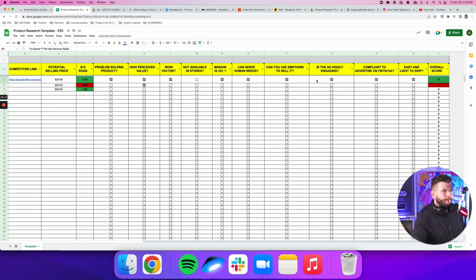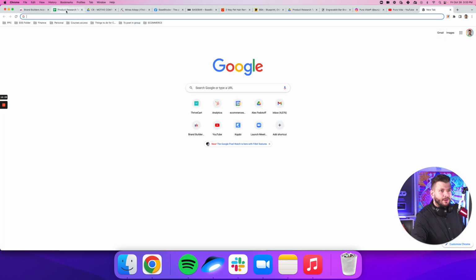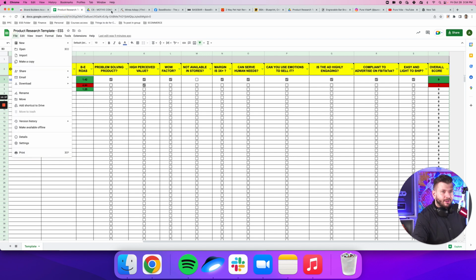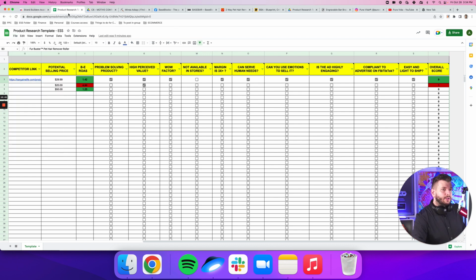And guys, I will also send you the link to this where you can copy this directly into your Google Drive, right? So the link that you will click here will give you the ability to copy this template directly into your Google Drive, so you can use it on your site, you can edit it, and you can utilize it.